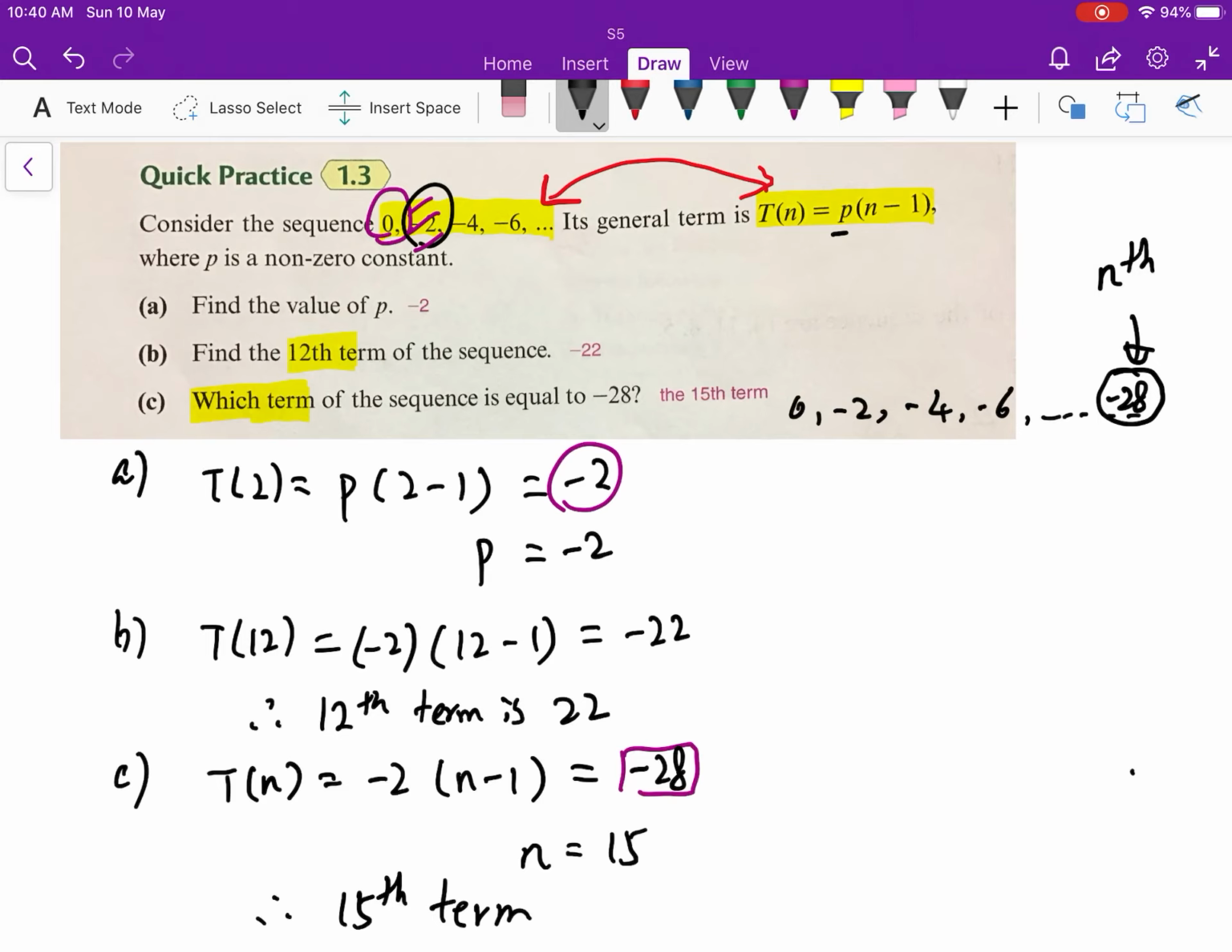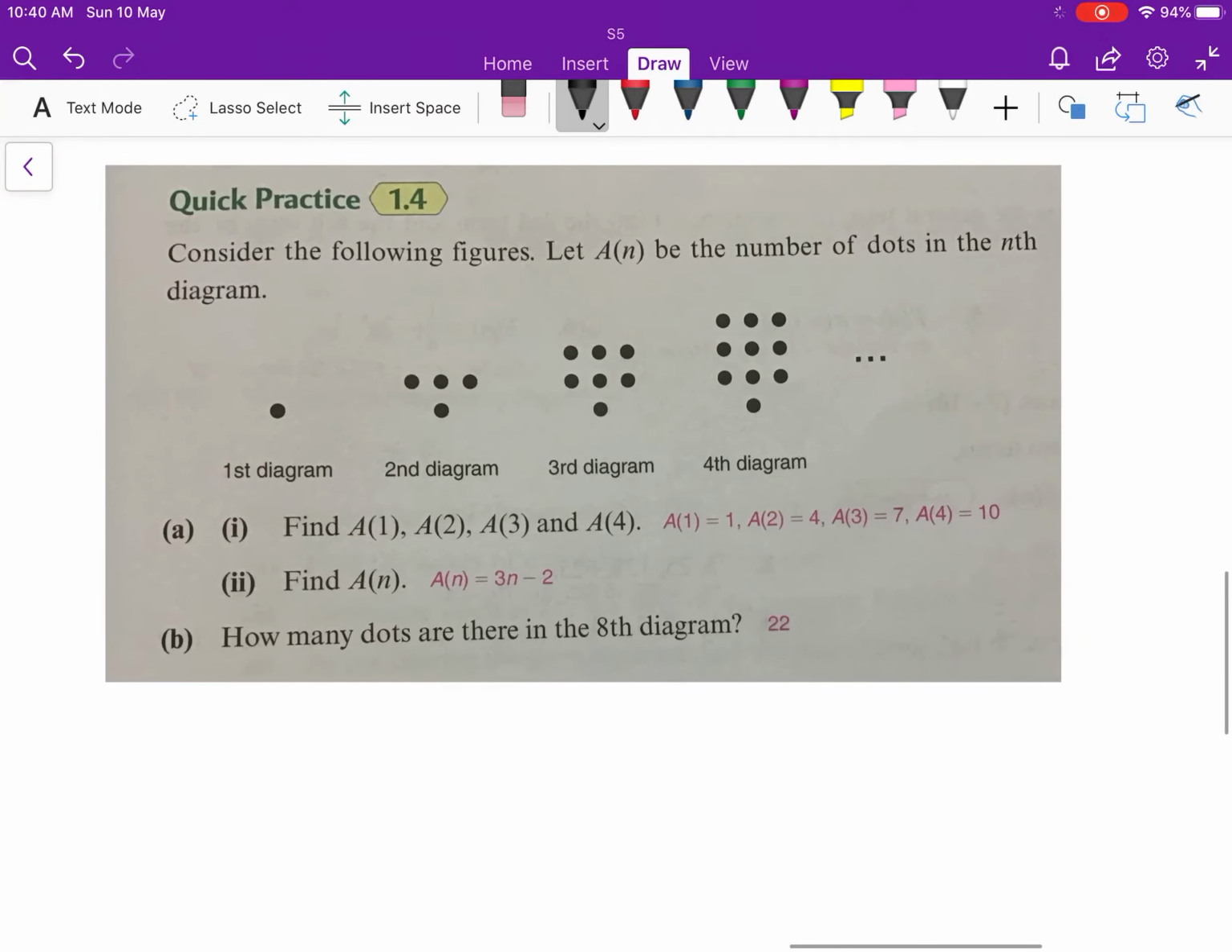That's it. So do remember, they can give you any one of the items as the unknown. They can give you a value, find the n. They can give you n, then find the value. Just two things, reverse. Got it? Now let's try one more quick practice.